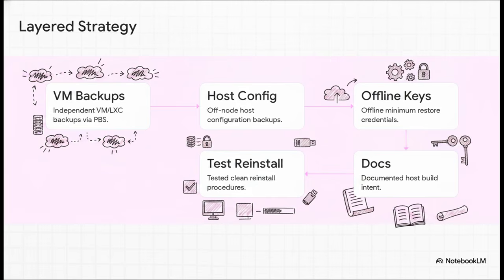Bringing it all together, here is the ultimate 5-step layered disaster recovery strategy derived directly from the source analysis. Step 1. Back up your VM and LXC workloads completely independently through a tested system like PBS. Step 2. Back up your host configuration on a regular schedule and store it off the node itself. Step 3. Keep your encryption keys and minimum restore credentials in a secure, entirely offline location to break that nasty circular dependency we talked about.